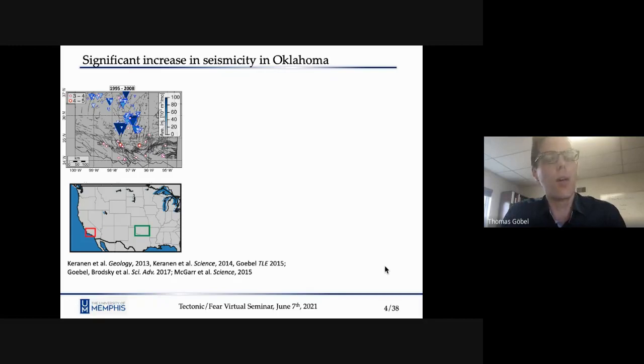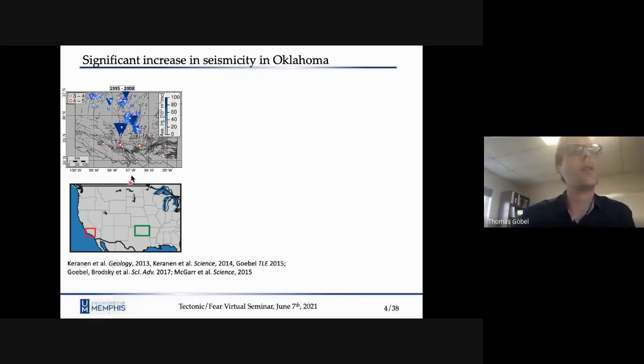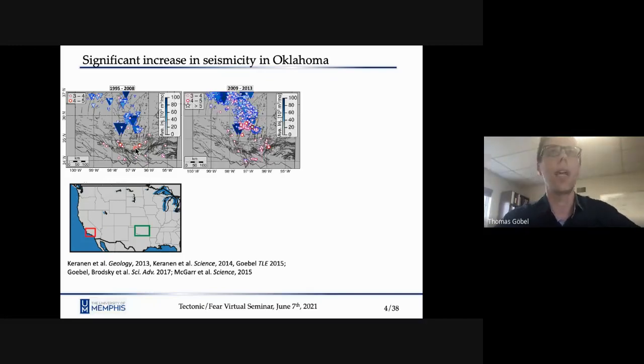So this is just showing a few different snapshots in time. On the left-hand side, I hope you can see my cursor here, there's a picture before 2008, with most of the seismicity focused in the southern part of the state, where we also have a lot of tectonic faulting and active deformation. And that picture obviously changed drastically. I think most of us have seen this before, right?